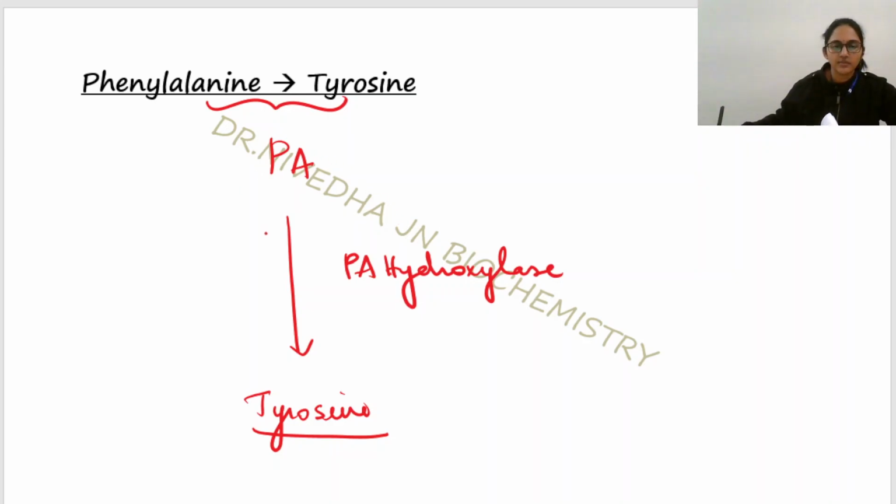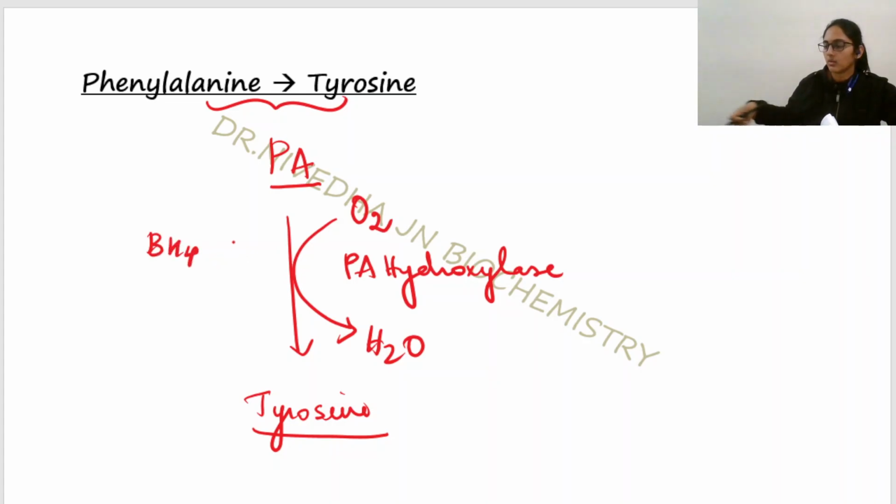Now for conversion of phenylalanine to tyrosine, since it is a hydroxylase enzyme, it's a monooxygenase. So oxygen is utilized. One oxygen is incorporated into the phenylalanine forming tyrosine. The other oxygen is incorporated to form water. And the next cofactor which you need is tetrahydrobiopterin. Now what is tetrahydrobiopterin? It gets utilized and gets converted to dihydrobiopterin.